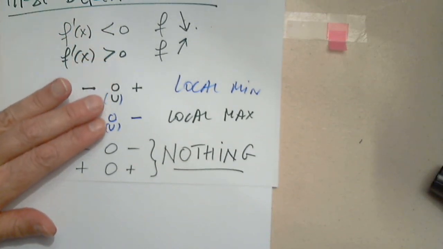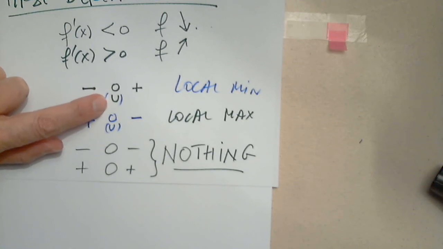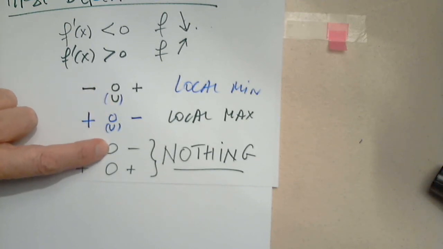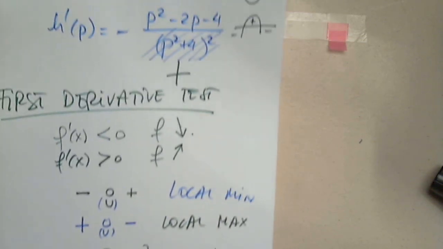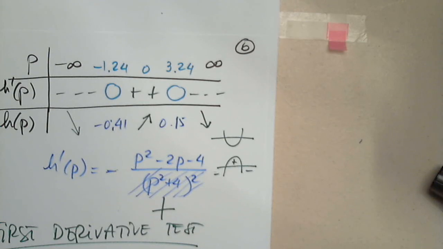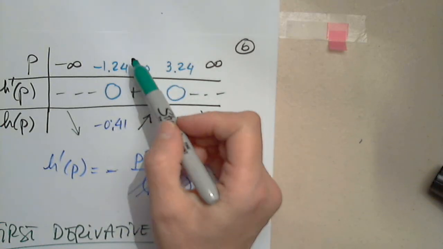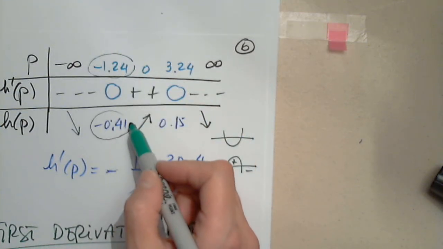So, of course, these happen only at critical numbers. That's why I said the derivative is 0 or undefined, 0 or undefined. So finally, coming back so we can finish up this problem, I added on to it. We were not asked to do all this. What type of point is negative 1.24 comma negative 0.41?